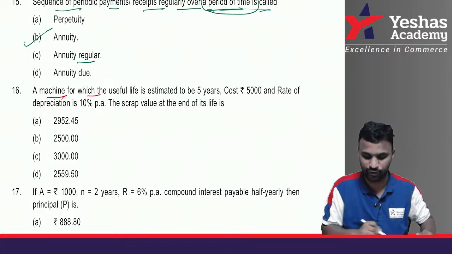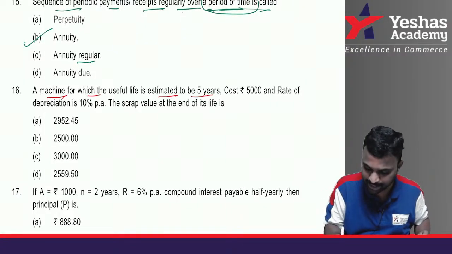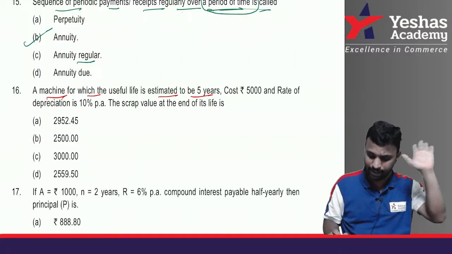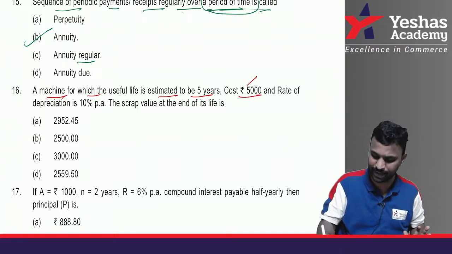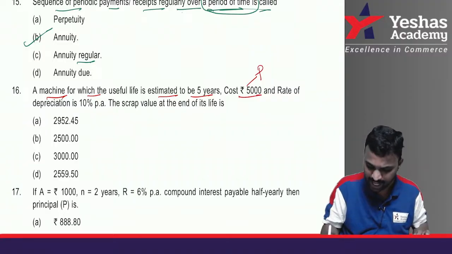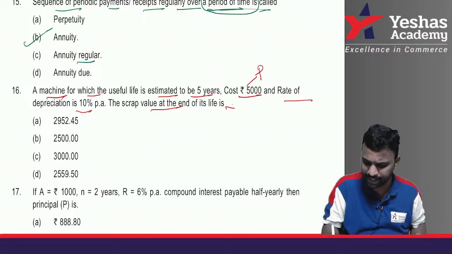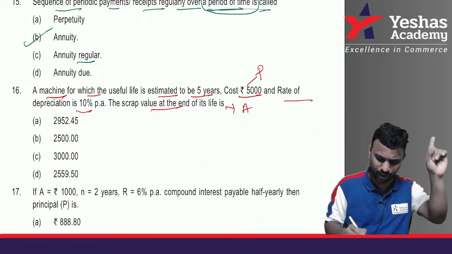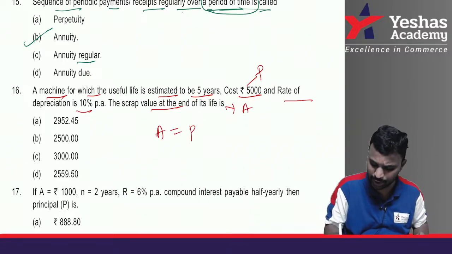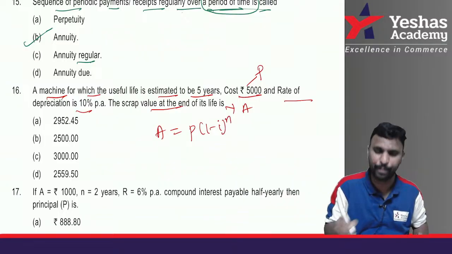A machine for which the useful life is estimated to be 5 years. How many years is it? 5 years. The cost is 5,000. That means the principal P is 5,000. Rate of depreciation is 10% per annum. The scrap value. What do you mean by scrap value? It is the amount. So what is the depreciation formula? A is equal to P into 1 minus I whole power n.